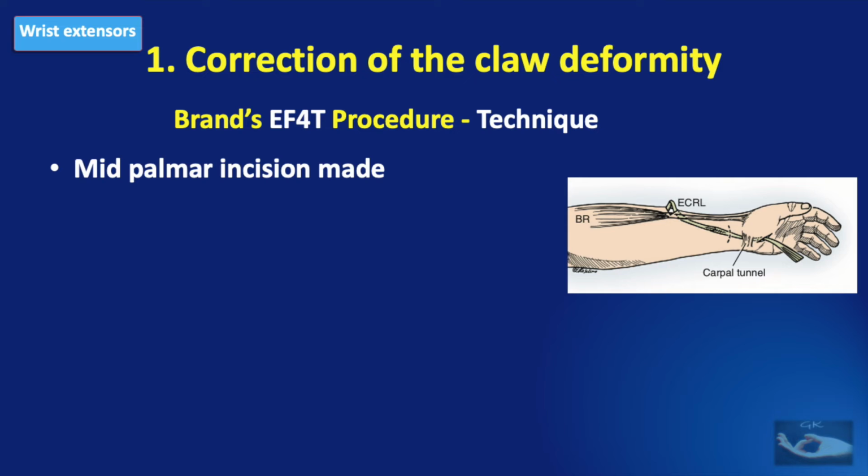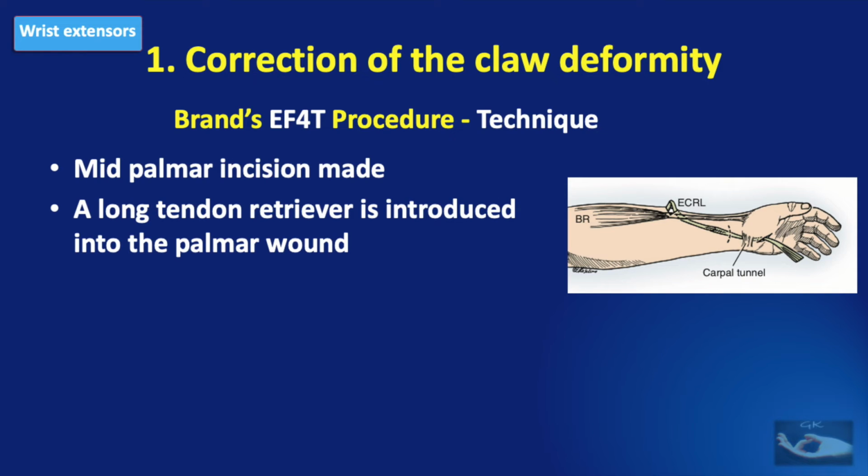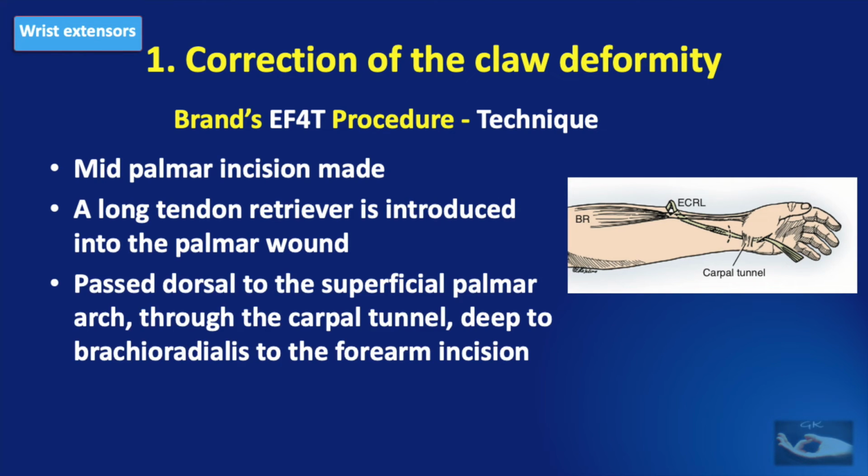Next, a mid-palmar incision is made. A long tendon retriever is introduced into the palmar wound and passed dorsal to the superficial palmar arch through the carpal tunnel deep to the brachioradialis to the forearm incision, and the graft is retrieved in the palm.